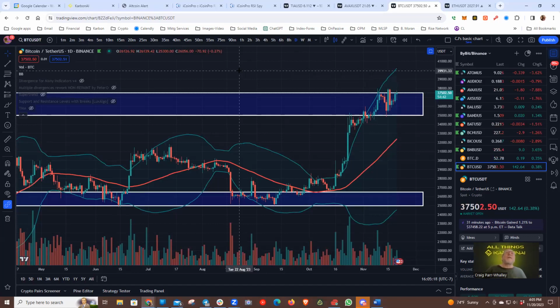So how do you establish those ranges? You know, how far back do you look? What time frame do you establish them on? And then how do you zoom in to the smaller time frames for what you do?